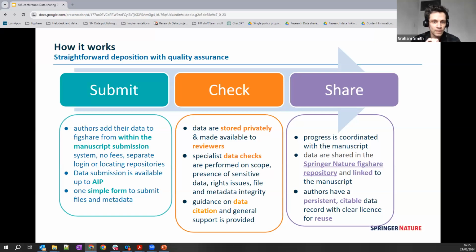So authors can submit their data when they're submitting their manuscript. The advantage that we have, again, building on this idea of specialism and expertise, is that we can apply checks while this is being stored privately, make it available to reviewers, and then provide a greater level of support to authors than just, for example, pointing them to a separate repository. Then the outputs can be published alongside each other when the article is published.